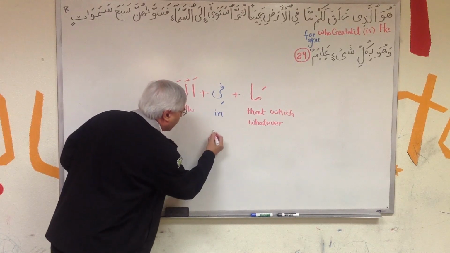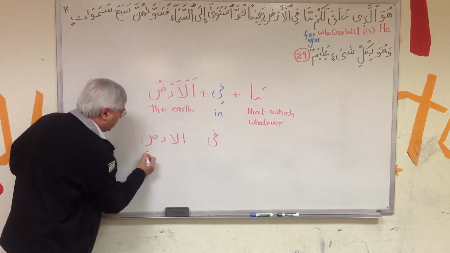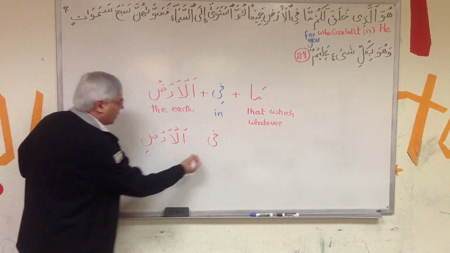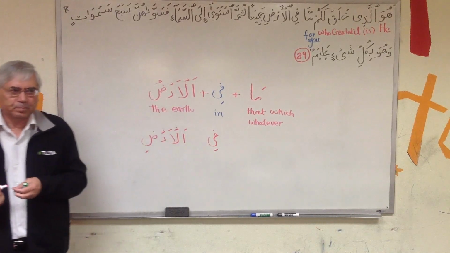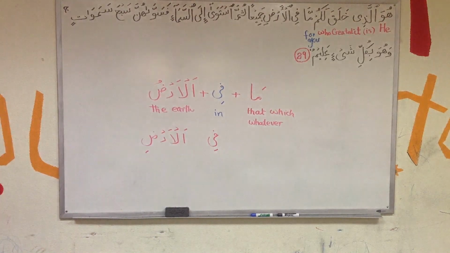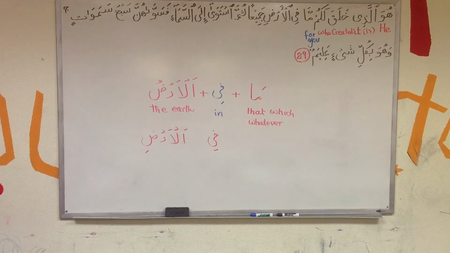So this will become two changes actually. Fi al-ardi, in the earth. Okay? But here "in" also means in the earth and on the earth. What is inside the earth and what is on top of the earth. Because the ayat says, He is Allah who created for you whatever is in the earth and on the earth, underneath and above the earth, everything. So "in" should be understood here as inside and on top of both.